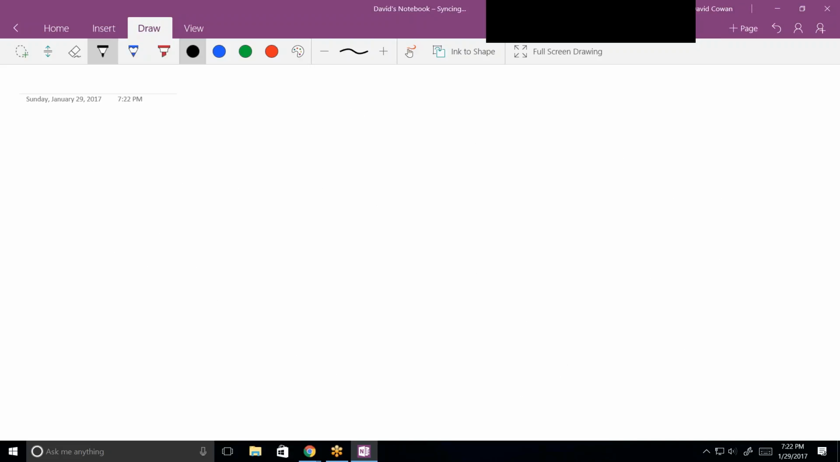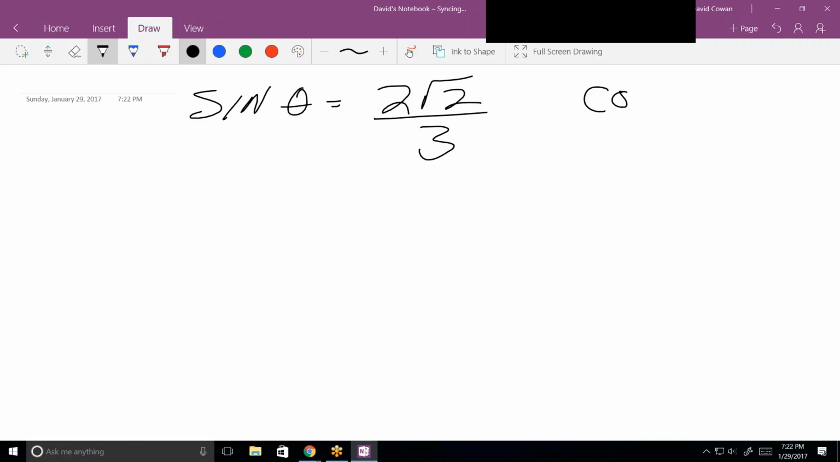All right, what else you got? So same thing, but sine of theta equals 2 root 2 over 3, and cosine of theta equals negative 1/3. Tell me every step.